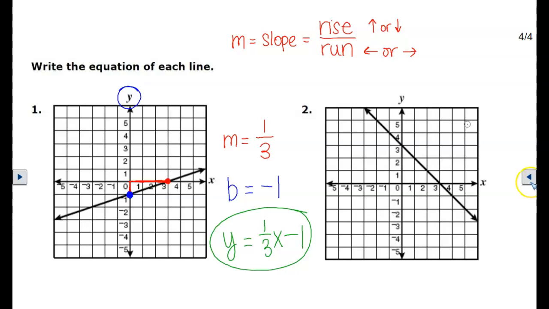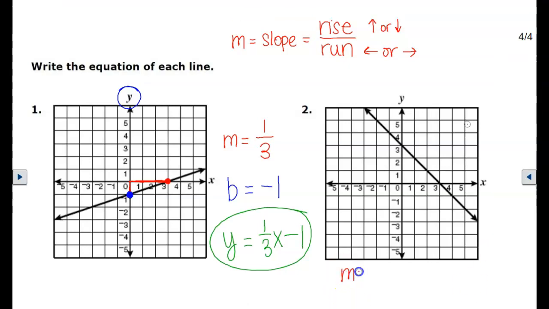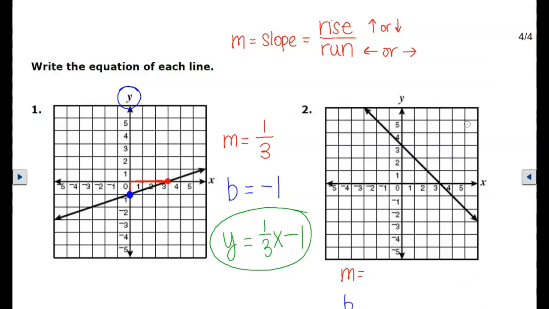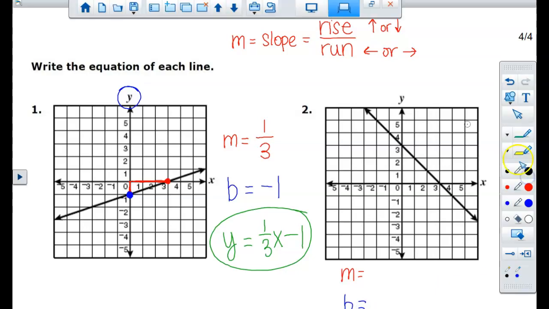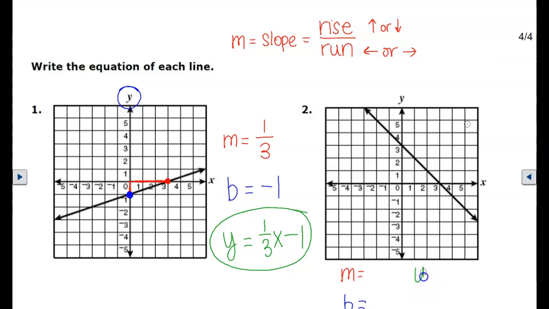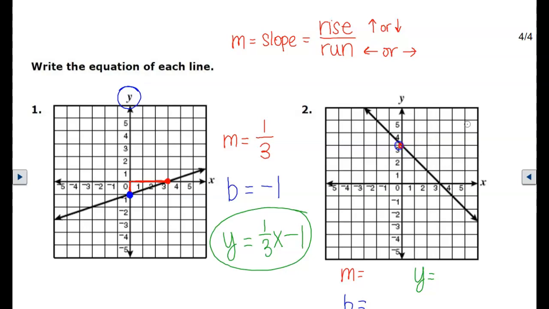Okay. Going to have to find myself some room to work on this number 2. I think I'll do it down here below it. So down here I'm going to have m equals, I'm going to have b equals, and then I'm going to have my equation y equals, where I can put my mx plus b. All right, let's do our slope first. For slope, we're going to do rise over run. So let's use this point, and let's use this point for finding our slope.